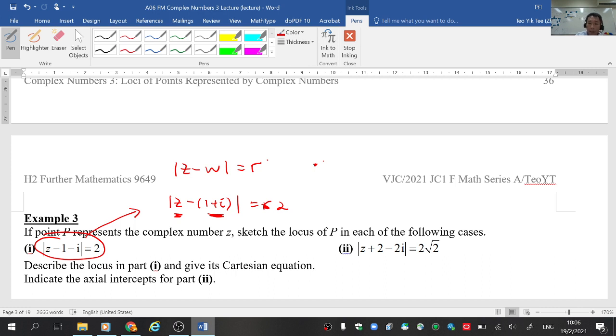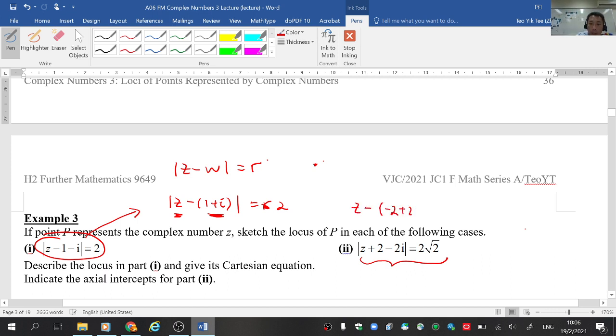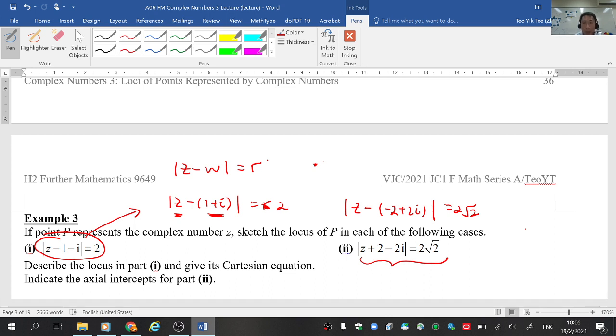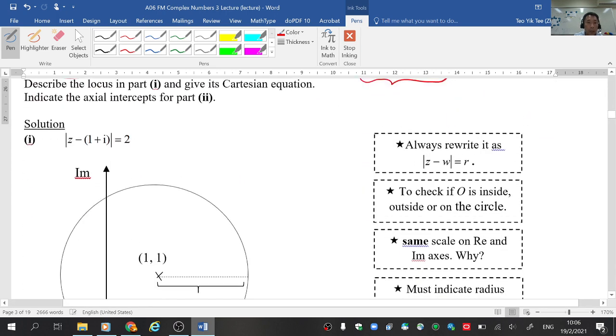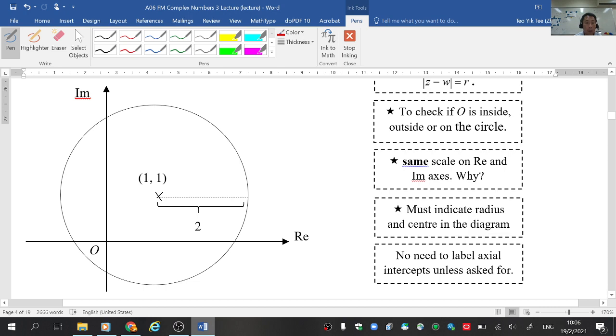Got it? Next comes to this. I need to do some adjustment again. I need to adjust it like this. Same thing, the interpretation will be the distance of z from minus 2 plus 2i will be equal to 2 root 2. So you're going to generate a circle with center at (-2, 2) and radius of 2 root 2. Once you have this, you can actually draw your circle out quite nicely.